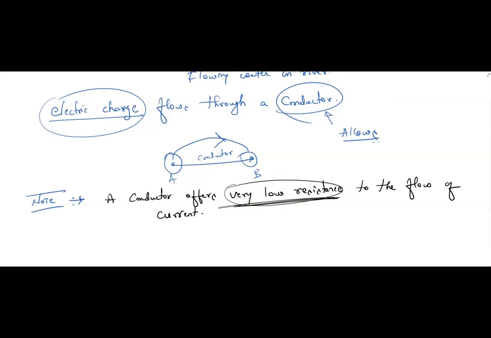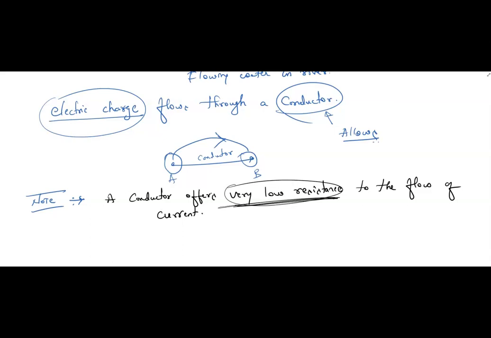Any doubts? Understood? So conductor offers what, children? High resistance, low resistance, very low resistance, no resistance. You can expect this question in your multiple choice questions, so be careful. Conductor offers very low resistance to the flow of current. I hope you have understood about electric charge, right?